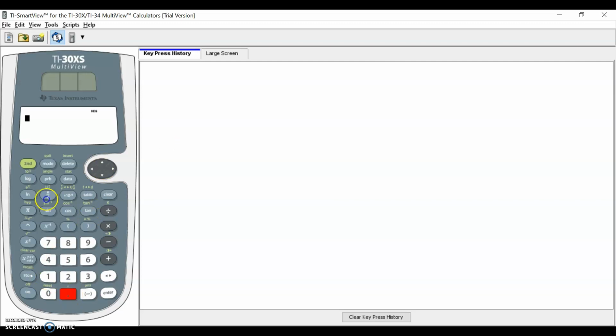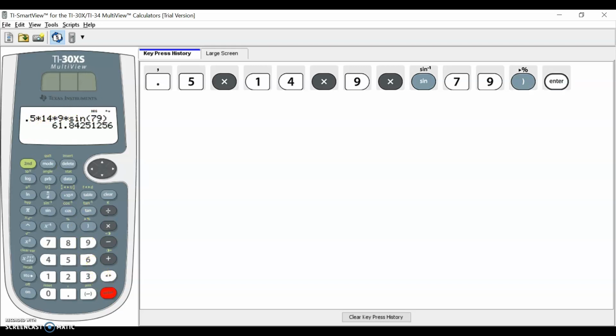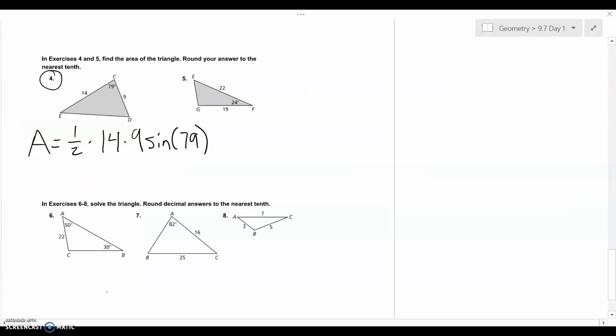So let's jump over to the calculator and let's do that. Let's go half, and I'm going to do half with a 0.5. That's our decimal for a half. Times 14 times 9 times the sine of 79. So I'm just typing into the calculator that string of numbers that we just had, our half AB sine of C, or a half times 14 times 9 times 79. I'm going to hit enter, and that's it. That's our area of the triangle, 61.8, if we're rounding to the nearest tenth, which they're asking us to do here.